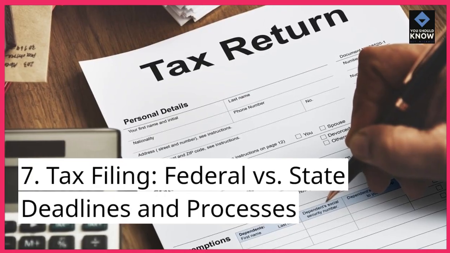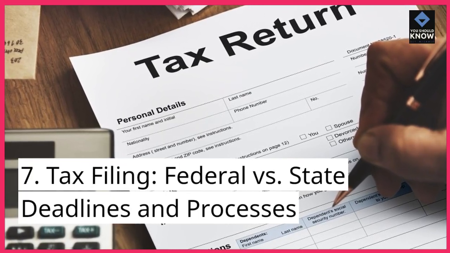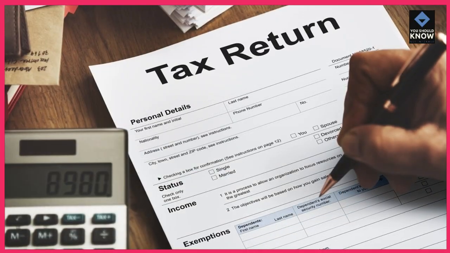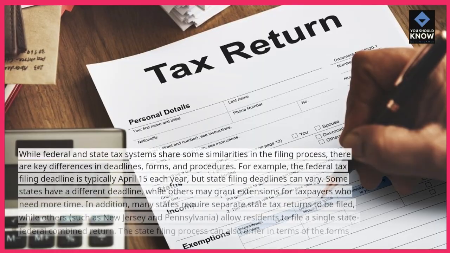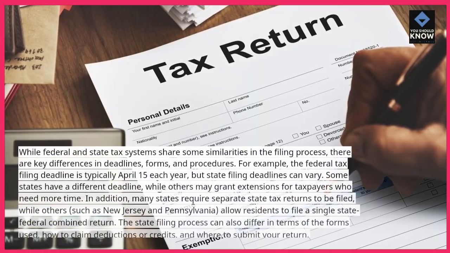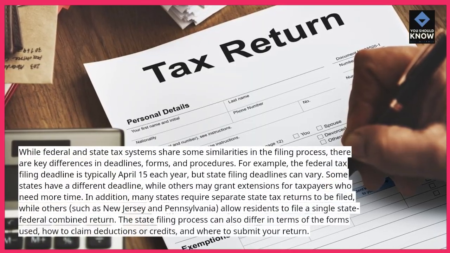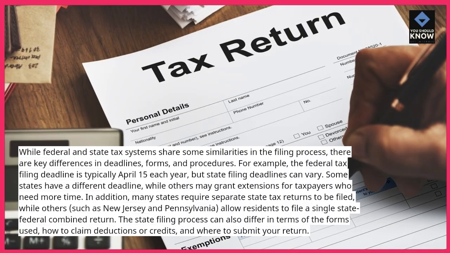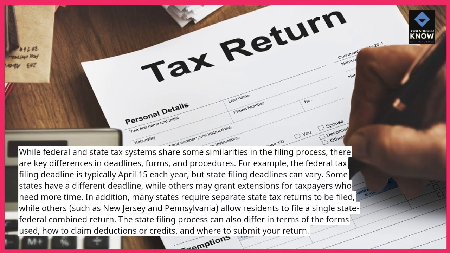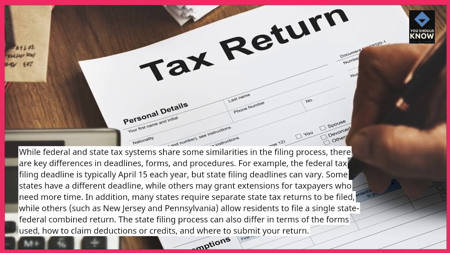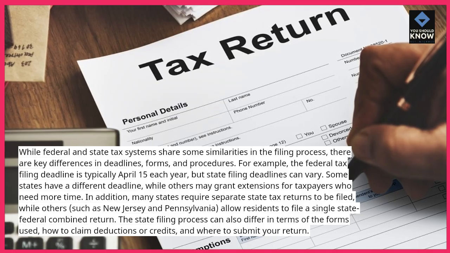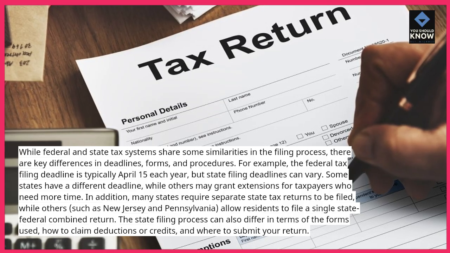7. Tax filing. Federal versus state deadlines and processes. While federal and state tax systems share some similarities in the filing process, there are key differences in deadlines, forms, and procedures. For example, the federal tax filing deadline is typically April 15 each year, but state filing deadlines can vary. Some states have a different deadline, while others may grant extensions for taxpayers who need more time.